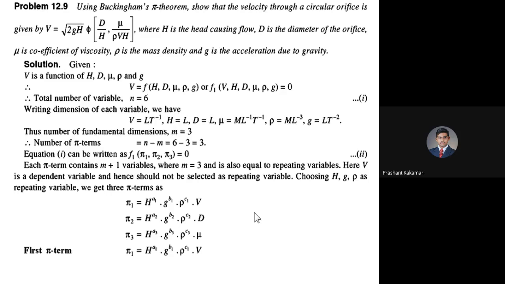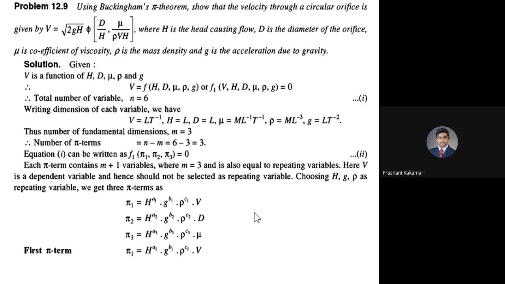So either of these two, in many problems, you can make one rule. Better to choose rho as the repeating quantity, that is having less number of fundamental quantities. That's all. So like this, now in this problem, we have chosen head, gravity, and rho.